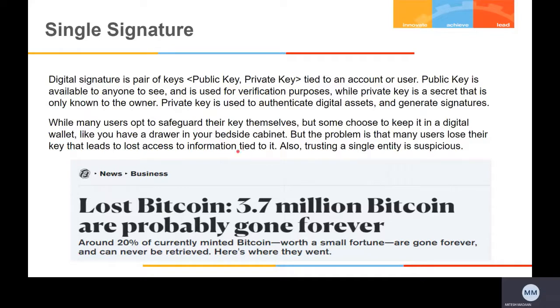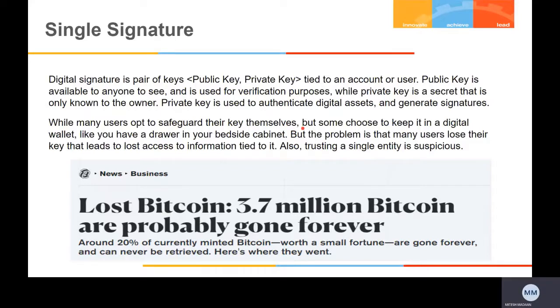So even if I choose to safeguard the key myself by writing it on a notepad and keeping it in my bedside drawer, or if I put it in a wallet that can be hacked by some outside person, I will be losing access. If I lose the key, I will lose access to the information. So in this world, trusting a single entity is suspicious and very dangerous. So we need to have a better trust system.